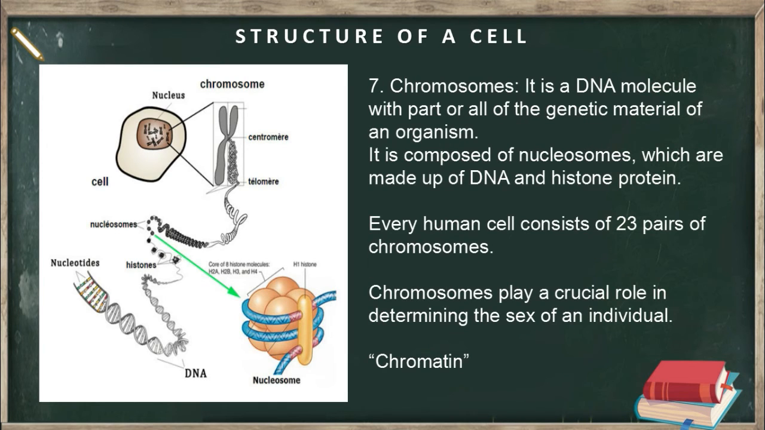7. Chromosomes. It is a DNA molecule with part or all of the genetic material of an organism. It is composed of nucleosomes, which are made up of DNA and histone protein. Every human cell consists of 23 pairs of chromosomes. Chromosomes play a crucial role in determining the sex of an individual.